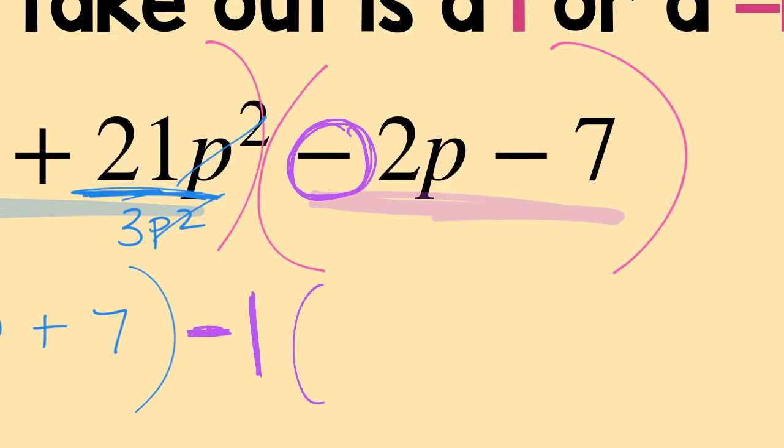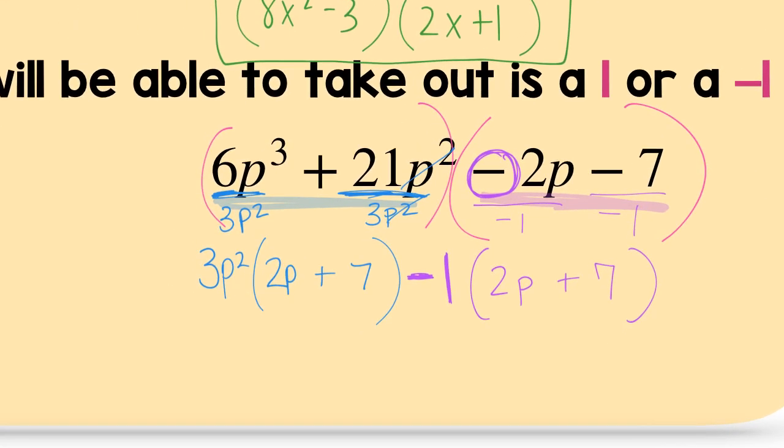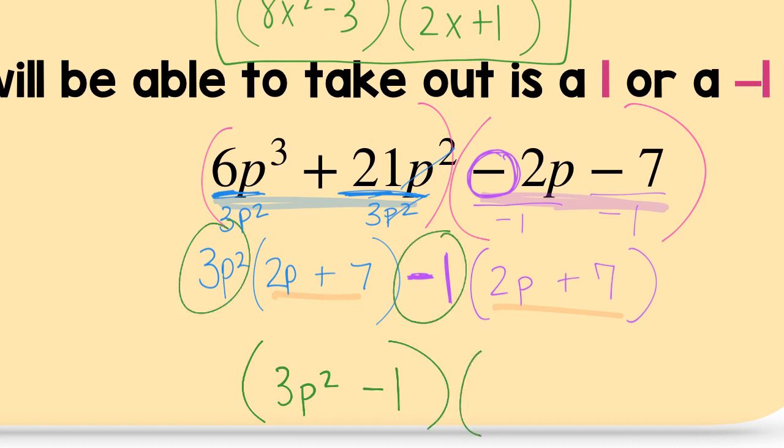So we're going to write -1 on the outside, and then we're just going to divide both of these by a -1. And all that's going to happen is that these are going to become positive, right? If you divide by -1 here, it's just going to become positive. Same thing over here, that's just going to become positive. So this is going to become 2p plus 7, which is exactly what we wanted it to become, right? They match up, so that's perfect. So then our two factors would be 3p squared minus 1, and then the 2p plus 7.